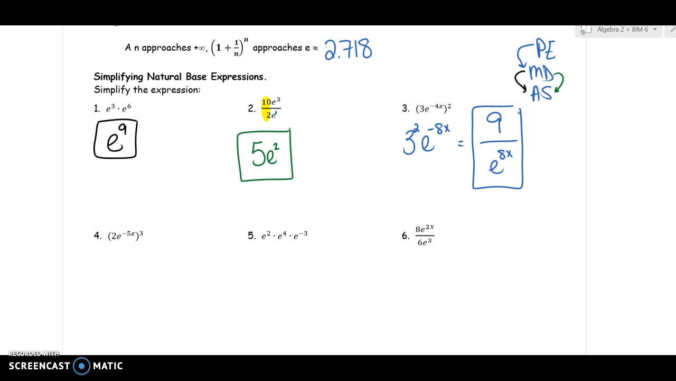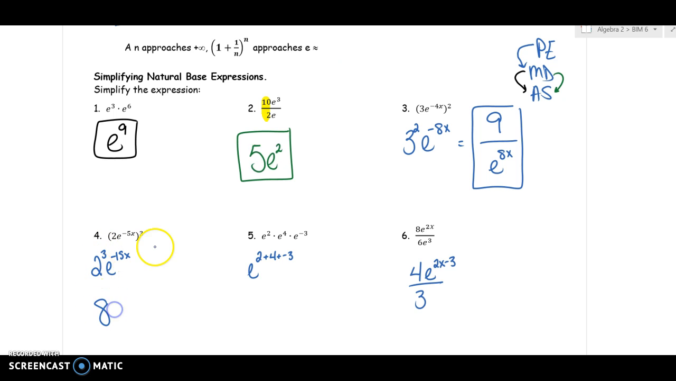Numbers 4, 5, and 6 are very similar, so try those on your own. On number 4, 2 to the third is 8, and for e to the negative 15x, we need to put e to the 15x on the bottom. So 8 over e to the 15x. Number 5, we add those exponents. 2 plus 4 is 6, and 6 plus a negative 3 is 3.